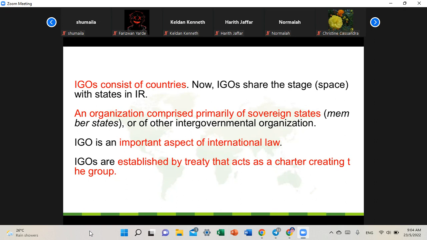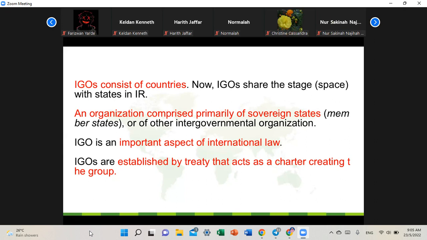IGOs are an important aspect of international law. Not only do they provide the platform, like the ICC and ICJ, the International Criminal Court and International Court of Justice under the United Nations, but IGOs also initiate a lot of treaties that eventually lead to the creation of rules and regulations. For instance, the Law of the Sea, LOS. You can check the rest yourself later.